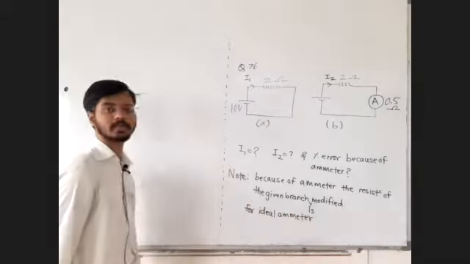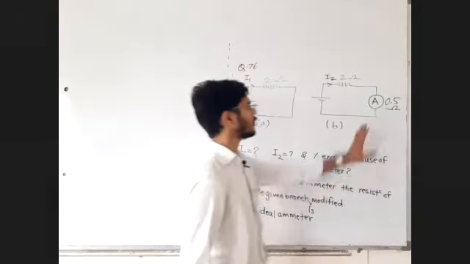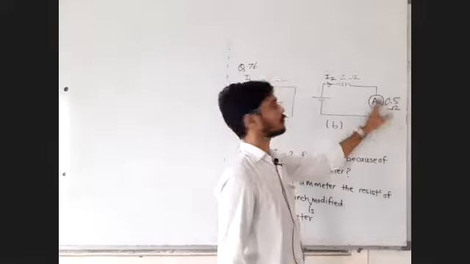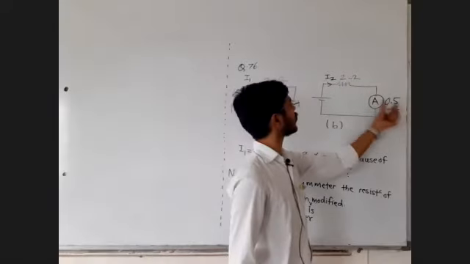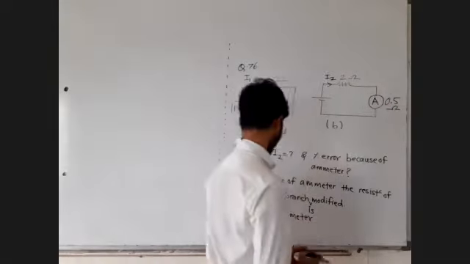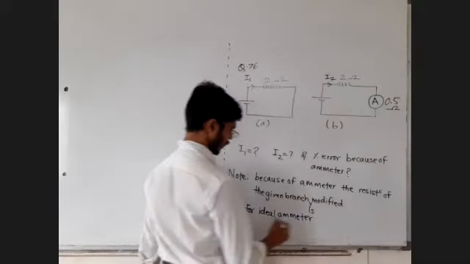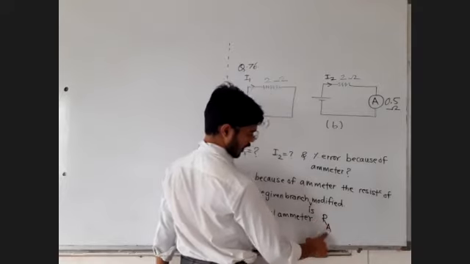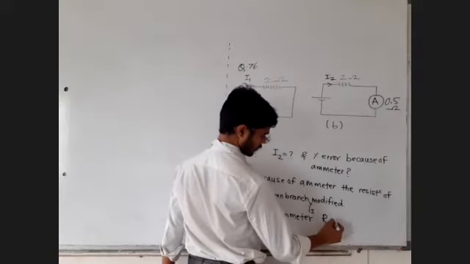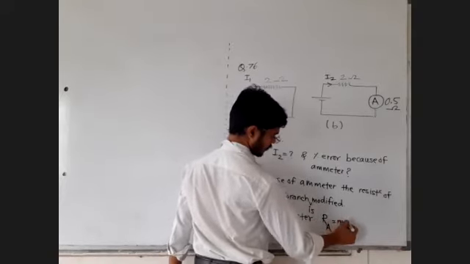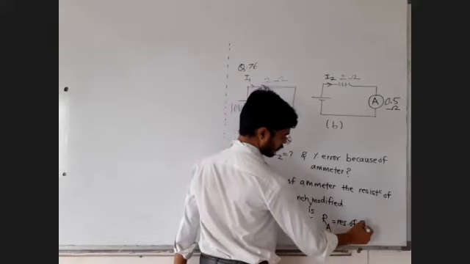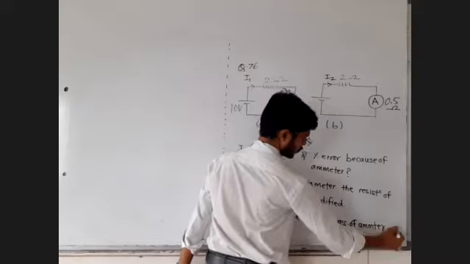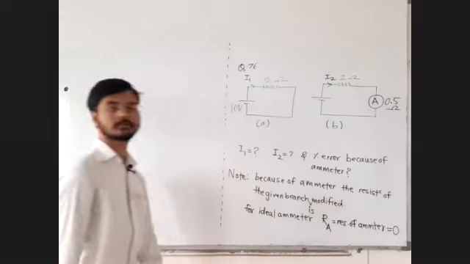If you want the ammeter to be ideal, then it should not modify the resistance. 2 ohm plus 0 ohm. Right now it is 2 ohm plus 0.5 ohm. No, we don't want that. For an ideal ammeter, the resistance of the ammeter, called RA, should be equal to 0. That is for an ideal ammeter.